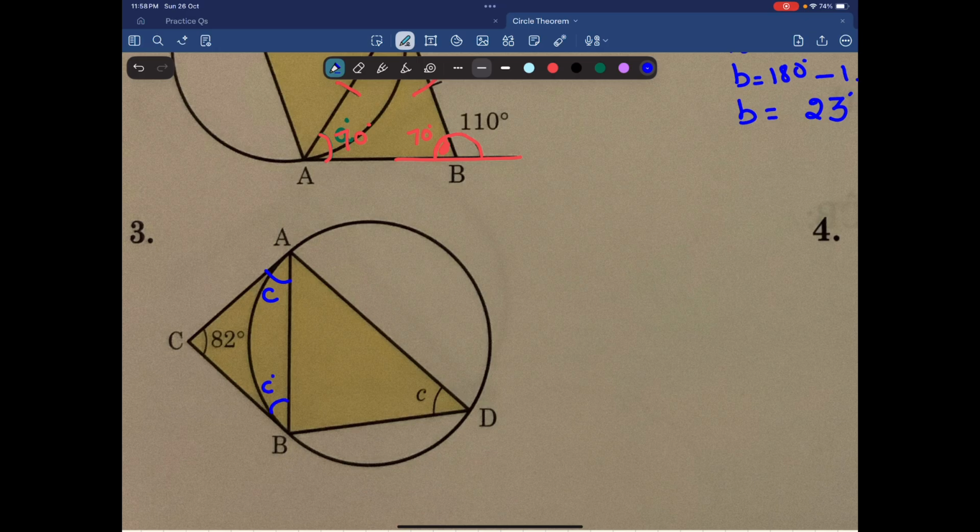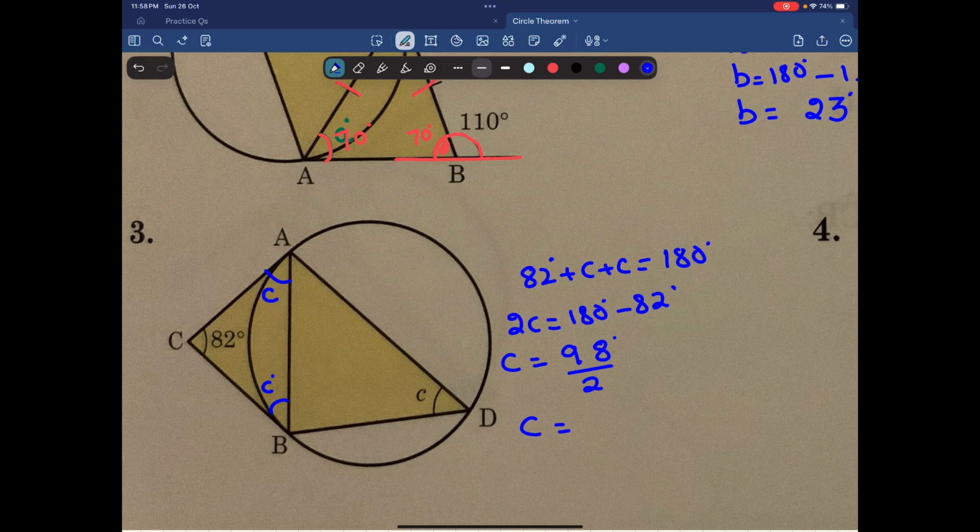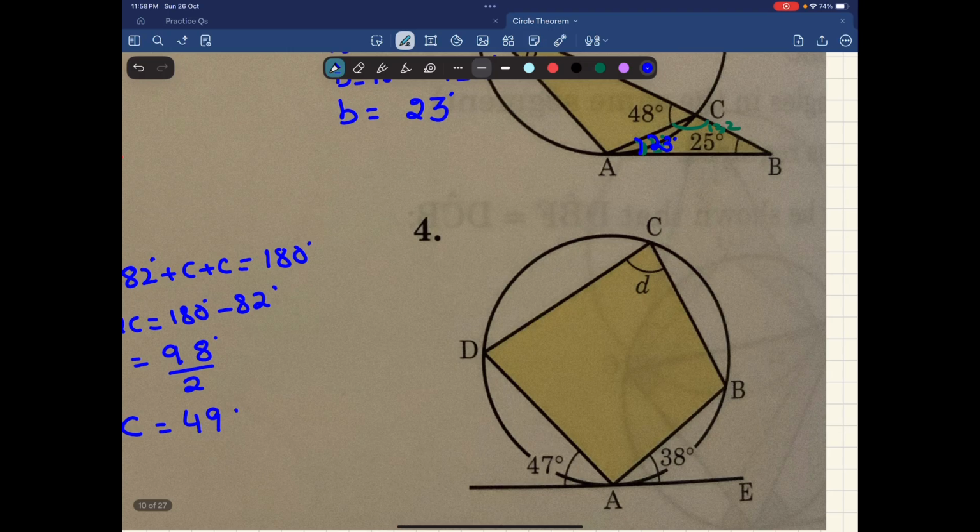So now let's have a look at triangle ABC. We know that the interior angles of a triangle sum up to 180. So 82 plus 2C should be equal to 180 degrees. So 2C is equal to 180 degrees minus 82 degrees. So C is going to be 98 divided by 2. So C is going to be 49 degrees. Okay. Last question.